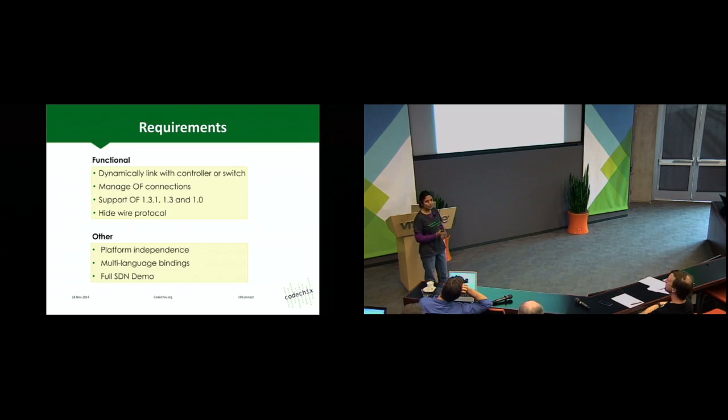So yeah, a point I was trying to make was, in terms of the other requirements, actually we are way ahead of our targets. We have platform independence, and we have multi-language bindings in Java, Python, and natively it's developed in C. And a full SDN demo, some of the screenshots of which Ramya will be showing today.